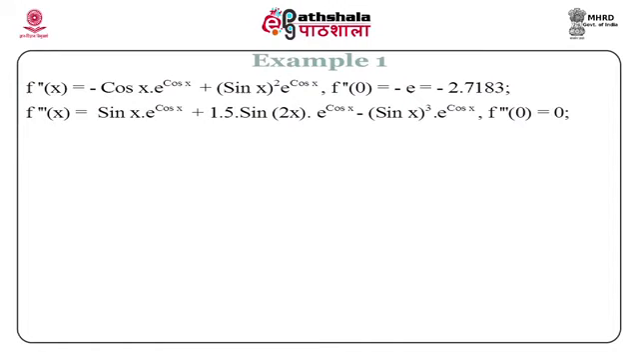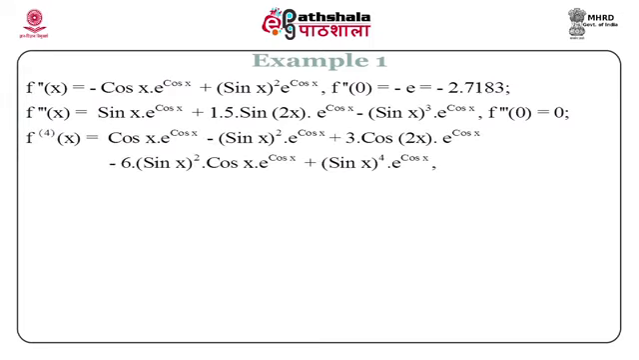and therefore f triple dash 0 will be 0, and similarly f 4(x) will be cos x into e raised to cos x minus sin whole square into e raised to cos x plus 3 cos 2x into e raised to cos x minus 6 into sin x whole square into cos x e raised to cos x plus sin raised to 4 e raised to cos x, and therefore f 4(0) will be equal to 4 into e, that is 10.8732. These derivatives are computed using elementary calculus.